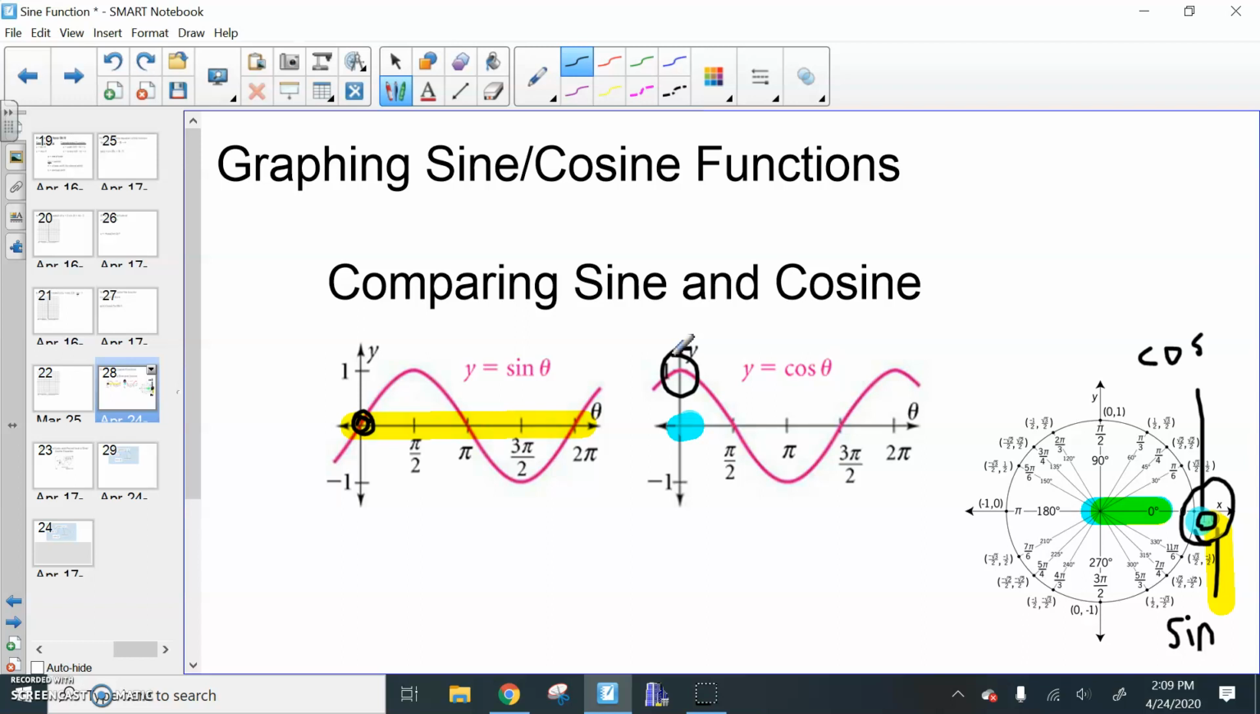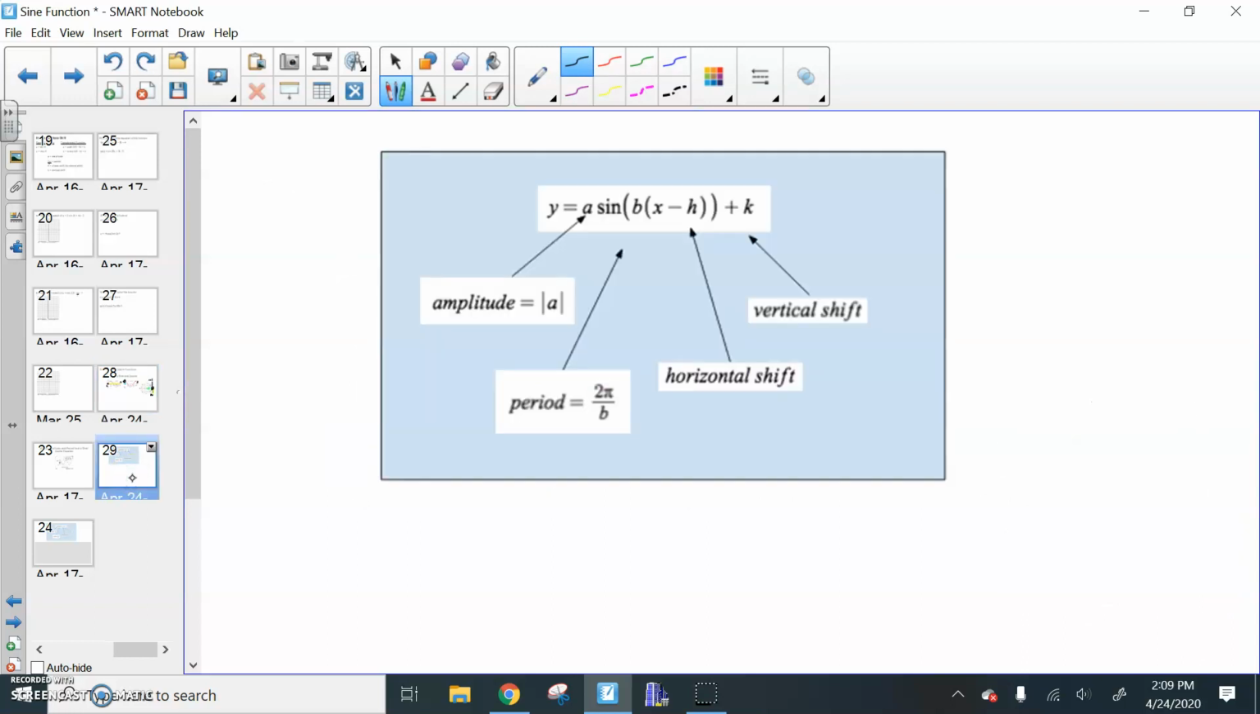I know that's kind of confusing because these graphs go on and on forever and ever, but when we're graphing them, we're going to start graphing them at either 0, 0 for a sine or that 0, 1 for a cosine. Okay.